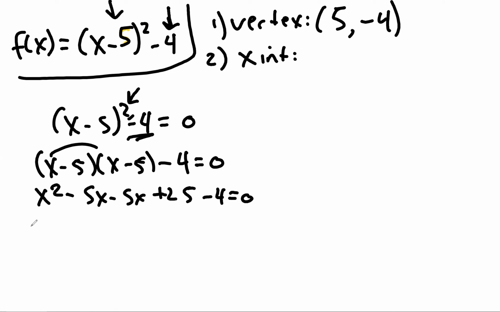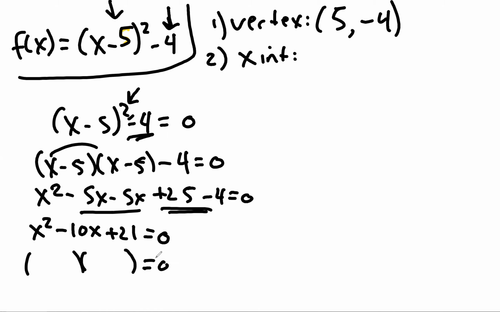Now, I want to combine my like terms. These two are going to give me negative 10x, and these two numbers are going to give me plus 21, and that is still equal to 0. Now, finally, I'm ready to factor. Set my parentheses, pop some x's in there, and say, okay, I need two numbers that multiply together to give me a positive 21 while adding up to give me a negative 10. What do you think? What numbers am I going to be using? Well, it's going to be 7 and 3, because 7 times 3 is 21. And since I need the 10 to be negative, both of these are going to be negative.